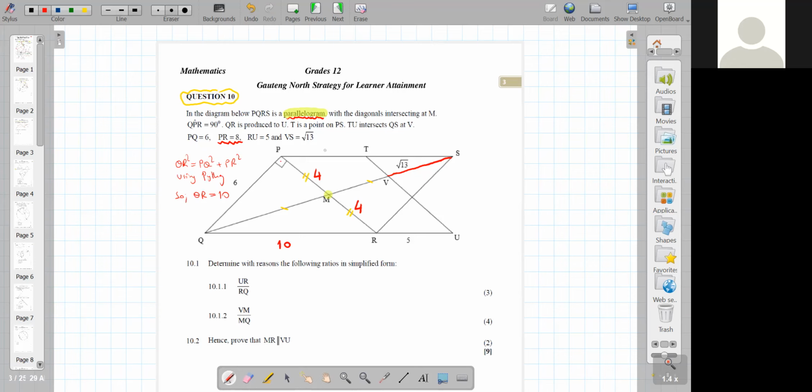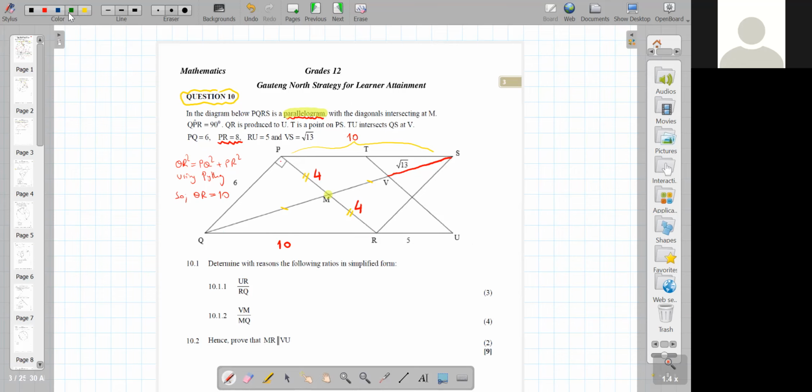Because QR is 10, PS must be 10 as well, remember. Anyway, now, do we know anything about V is a midpoint or anything? No. But what we know, since I got QR is 10, I can tell you PS is 10 as well. You see, QR and PS are the same, so that must be 10. Now, let's read the questions. UR over RQ. So actually, UR over RQ is 5 over 10.